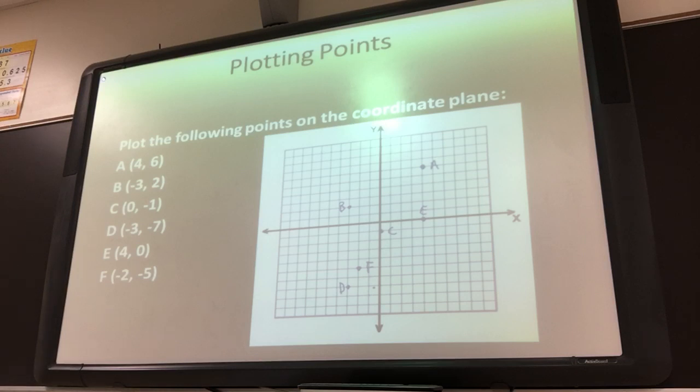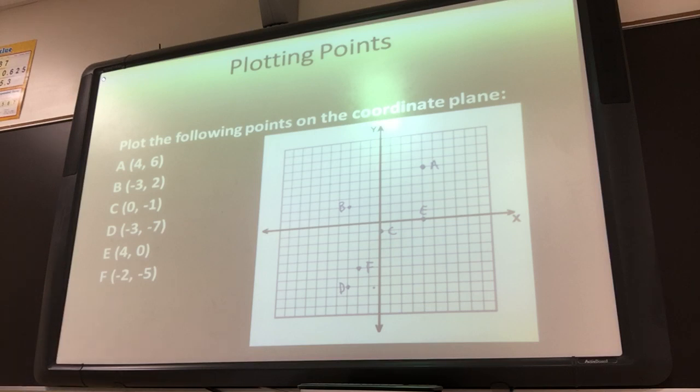So the first number is x-axis, left or right. The second number is the y coordinate, up or down. So you're going left or right first, and then up or down after that. Any questions there about plotting those points?